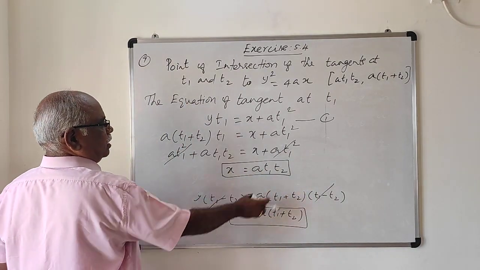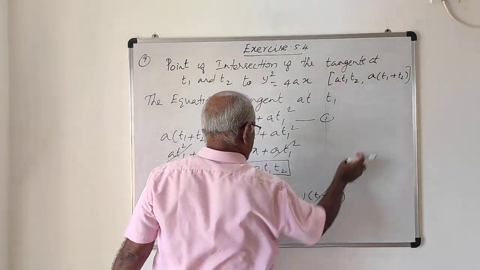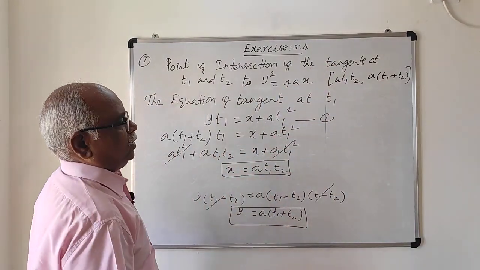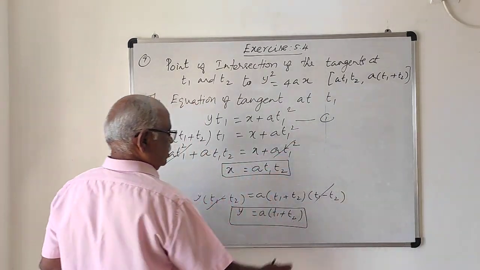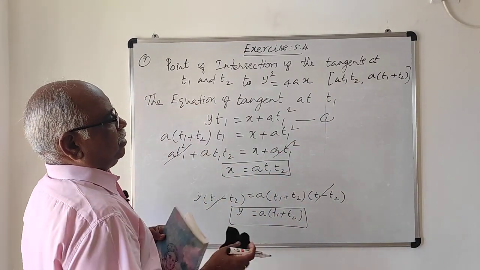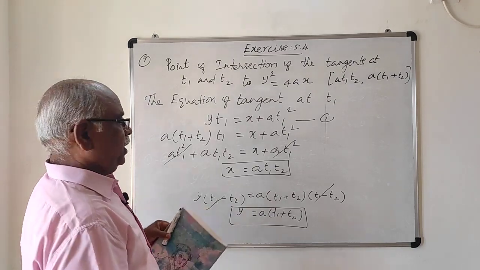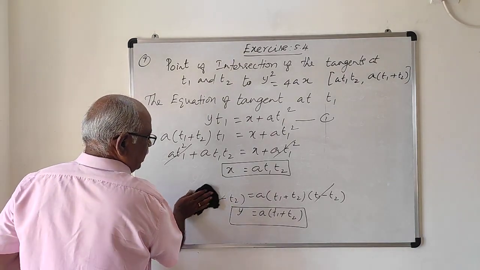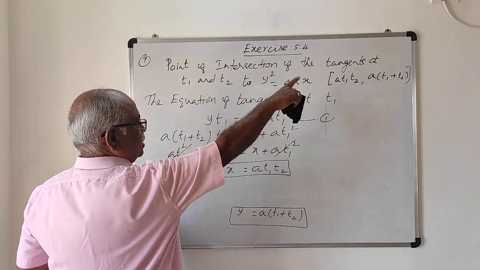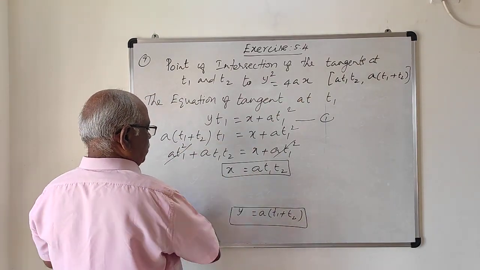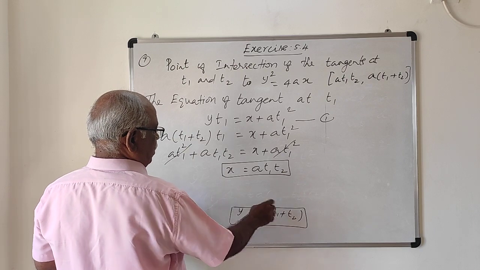So the coordinates are (a t1 t2, a(t1 + t2)). The x coordinate is a t1 t2, and the y coordinate is a(t1 + t2). So we determine the point of intersection of the two tangents t1 and t2 to the parabola y square equal to 4ax. We have determined it. Therefore, the point of intersection is x = a t1 t2, y = a(t1 + t2).